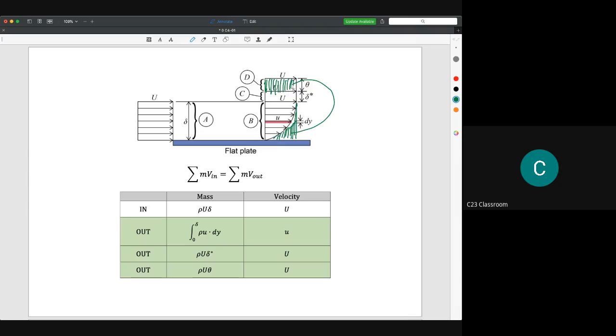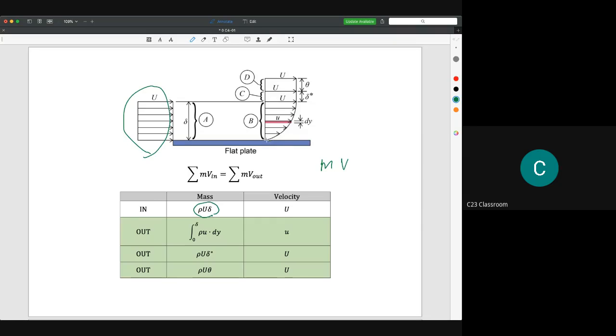So I think you now understand. We have the rectangular shape with the length of U, so we just need to calculate the thickness of this delta. The momentum can be calculated by the idea of mass times velocity. So to make it easy, I make a table like this. For the inlet, A, we have rho U and delta, the mass.